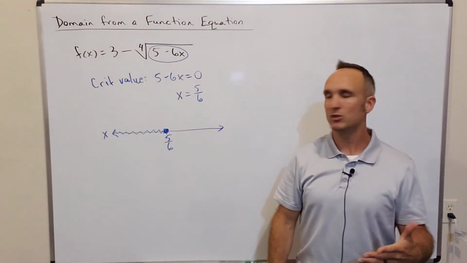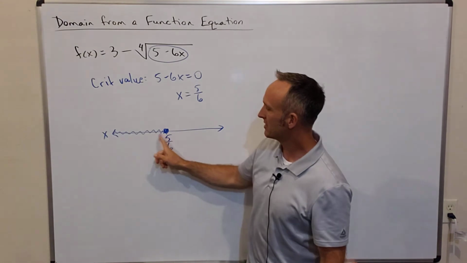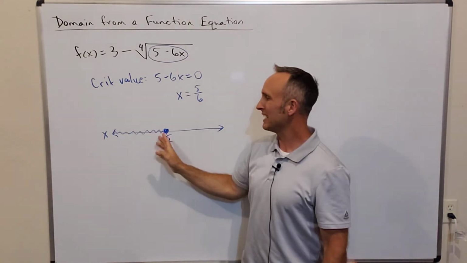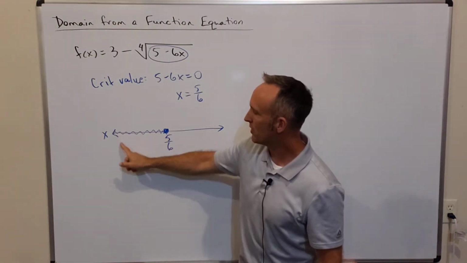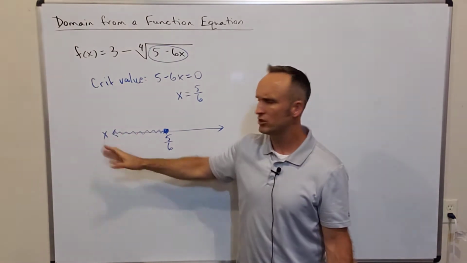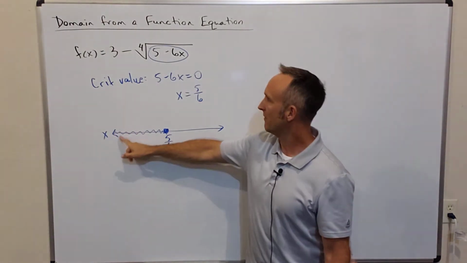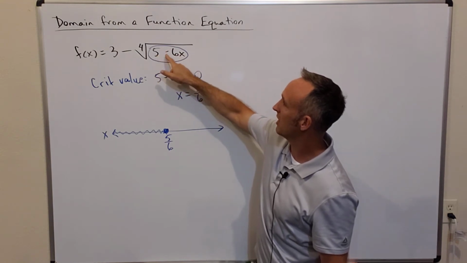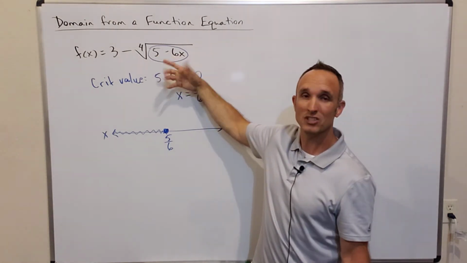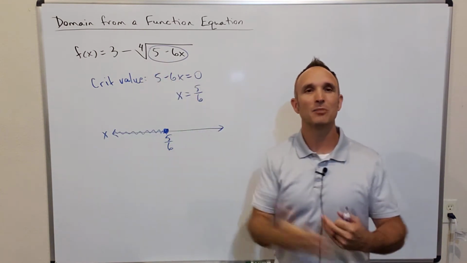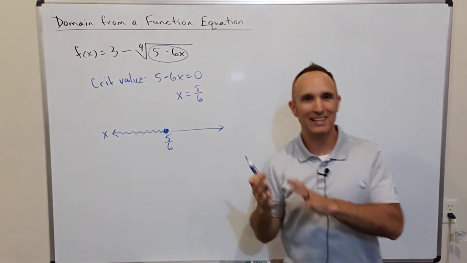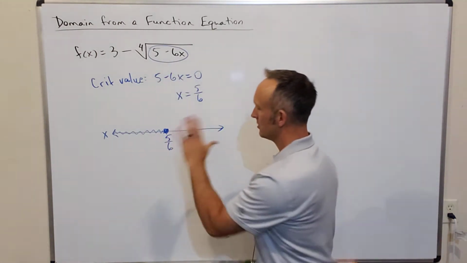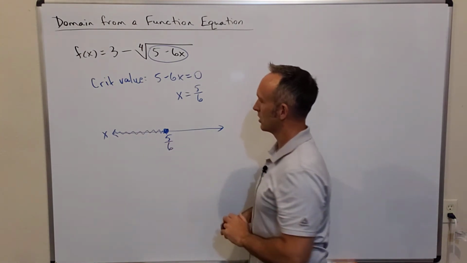You can take even roots of positive numbers. Now I picked 0, but you could pick any number. Pick negative 1,000 for x. Be really extreme, right? If x is negative 1,000, this turns into 5 plus 6,000, which is 6,005. That's a positive number, and you can take an even root of a positive number. So this half of the number line works.